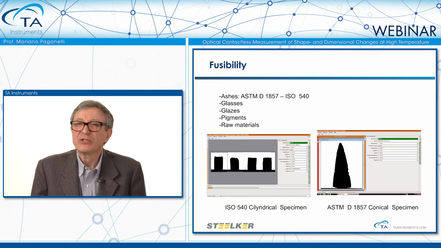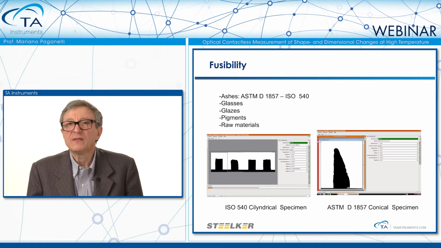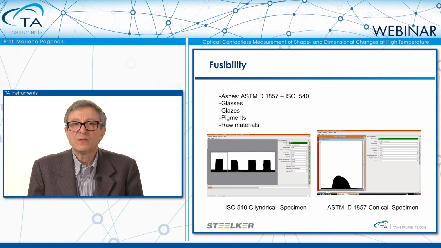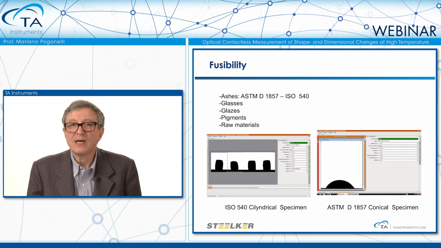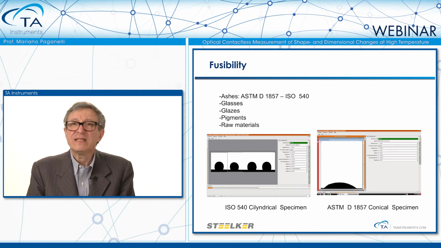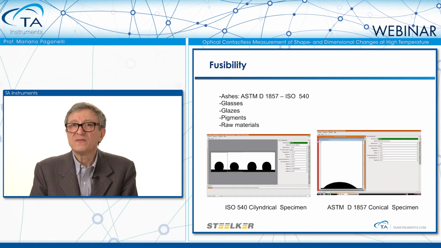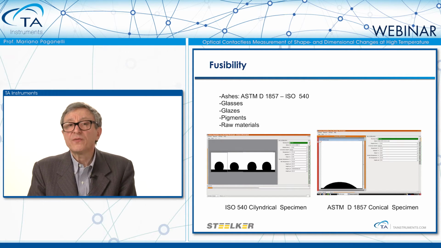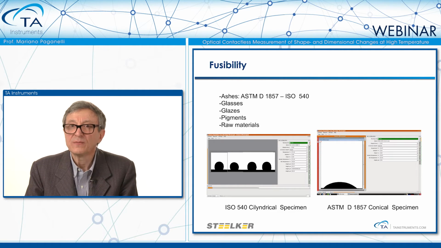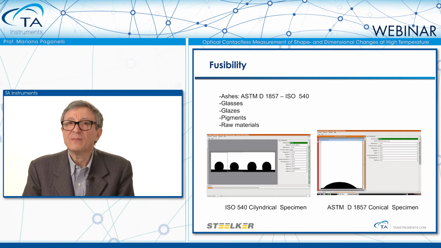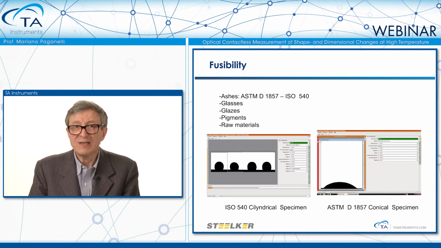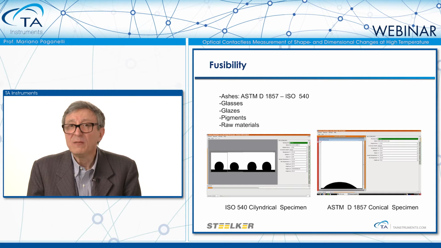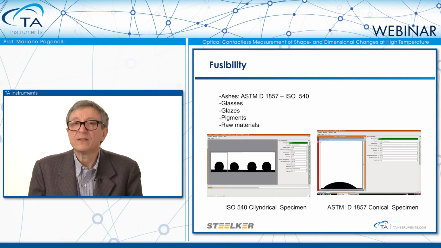There are several international norms to define the fusibility test procedure. The two mostly used are the ASTM D1857 and the ISO 540. But they refer only to the field of the fusibility of ashes. Indeed, the fusibility test has become a standard quality control procedure in other industrial fields, like glasses, glazes, pigments, and many other materials which are supposed to melt under heat treatment.